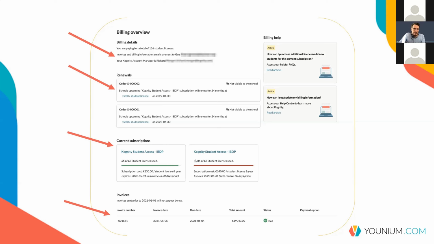But also information about the renewals that are upcoming, exactly the specific products I subscribe to right now, how many licenses do I have, and how many do I use?